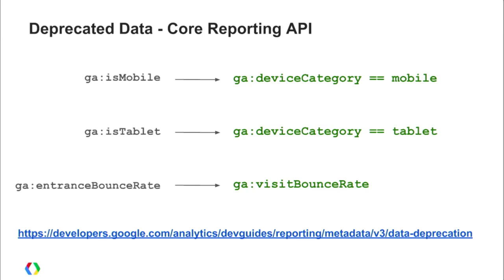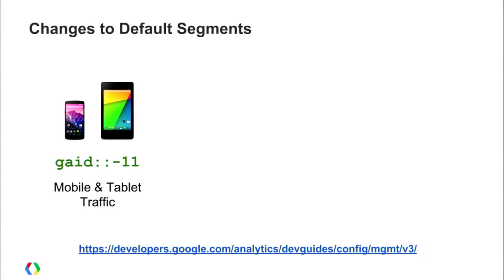This change also affected something in the management API. We have default segments in the management API, and you're probably familiar with this. There's always a list of default segments that we provide, and one of them was mobile traffic, and another was tablet traffic. But mobile actually included tablet, so it was a little confusing for some people in terms of what they were getting. So we've cleaned this up and changed these around a little bit.